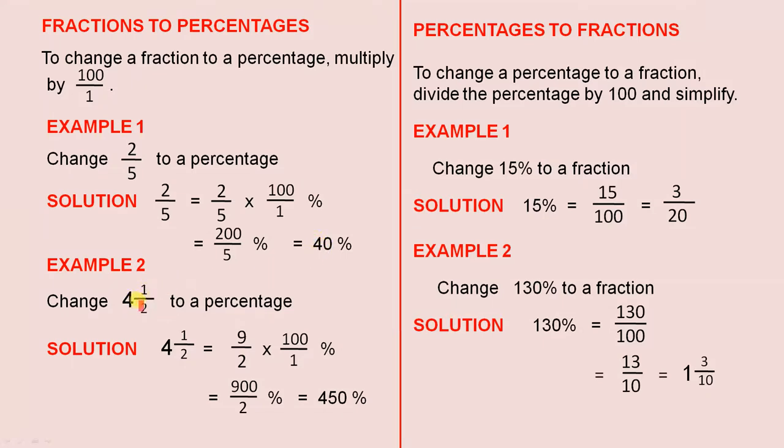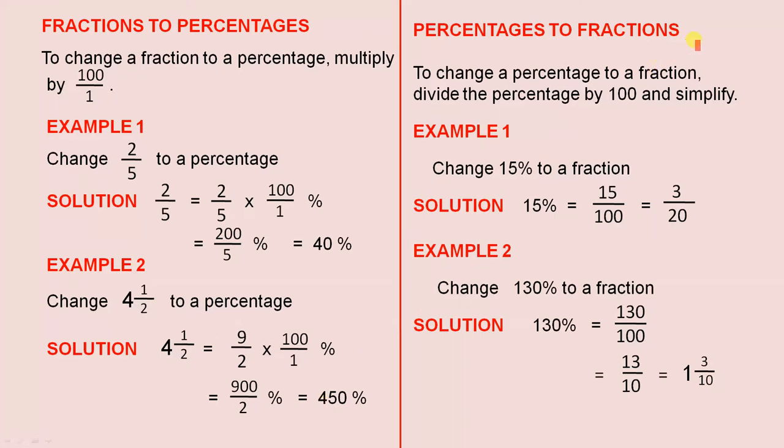Example 2, change 4.5 to a percentage. The solution, 4.5 is 9 over 2, so you change it to an improper fraction. 2 fours are 8, plus 1 is 9, 9 over 2. Multiply by 100 over 1, and the answer becomes a percent. 9 times 100 is 900, 2 ones are 2. 900 over 2, or half of 900, or 2 divided into 900, gives you 450. So it's 450%.